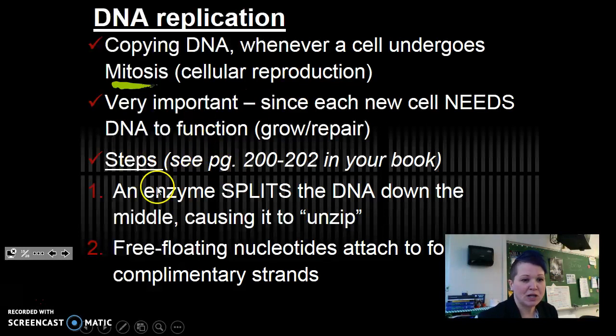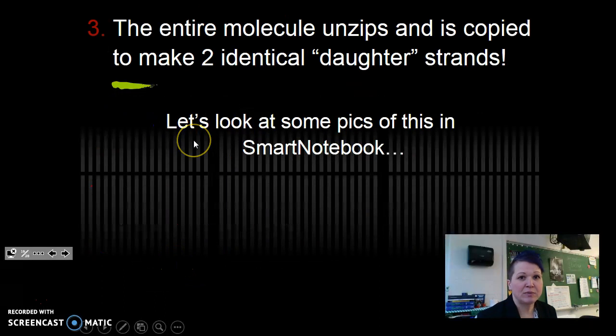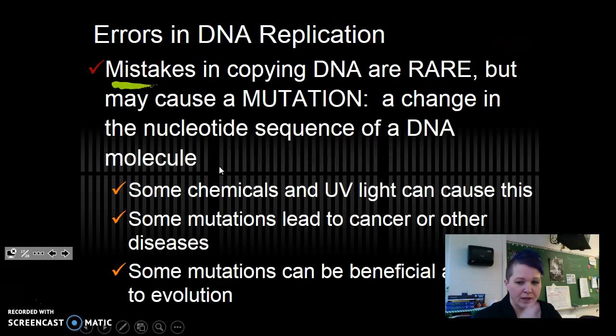There's 3 steps we talked about. First, an enzyme comes along. It's called DNA helicase and unzips or opens up the DNA. Then, number 2, free-floating nucleotides attach to form 2 new complementary strands. And step 3, the entire molecule unzips and is copied, and it makes 2 what are called daughter strands, okay? And we looked at some video of that in the Hank Green video posted on Google Classroom. It will help you review that too.